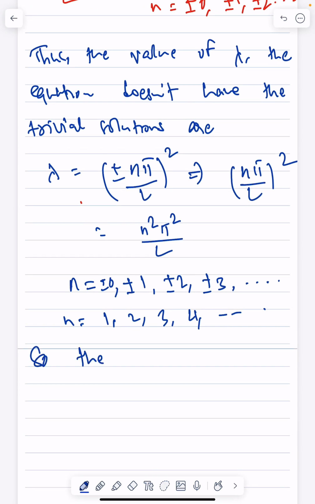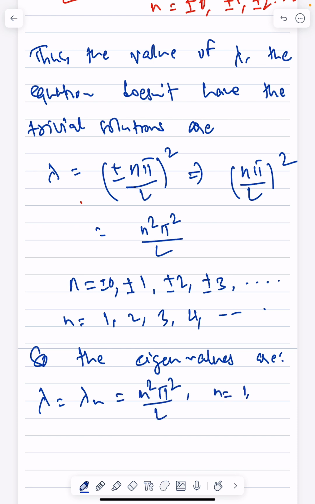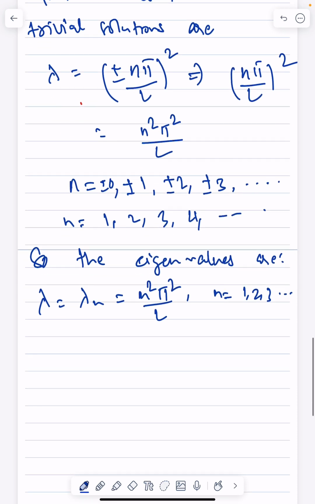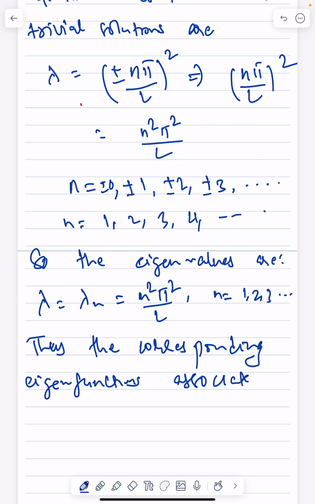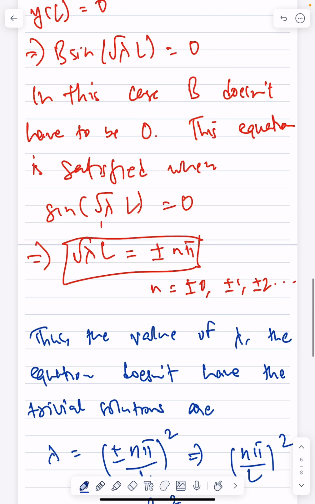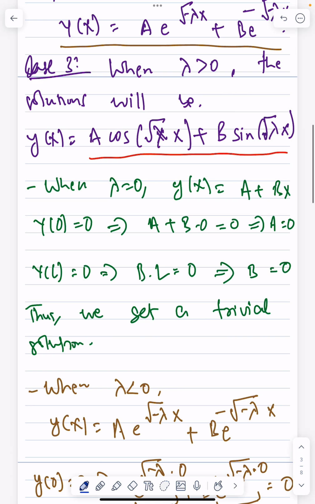So the eigenvalues are lambda n equals n squared pi squared divided by L squared, where n is 1, 2, 3, and so on. Now what about the eigenfunctions? The eigenfunctions associated with the eigenvalues: again we go back up here, this is a solution. We calculated a to be 0, and b sine of square root of lambda x, that's our solution.